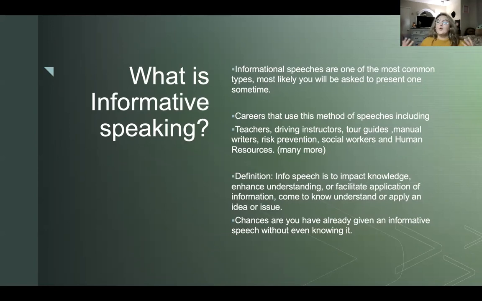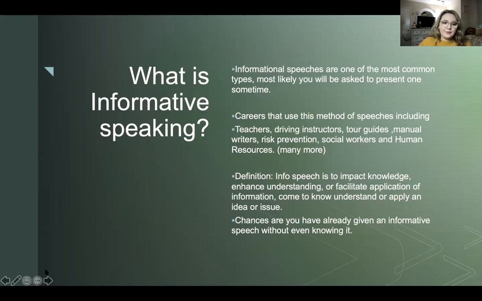And because they're so common, you've already given an informative speech without even knowing it. A lot of careers use informative speech, and it's actually a great skill set to have on your resume. Careers that use this often include teachers, driving instructors, tour guides, copywriters, risk prevention, law enforcement, social workers, human resources, and many, many more.